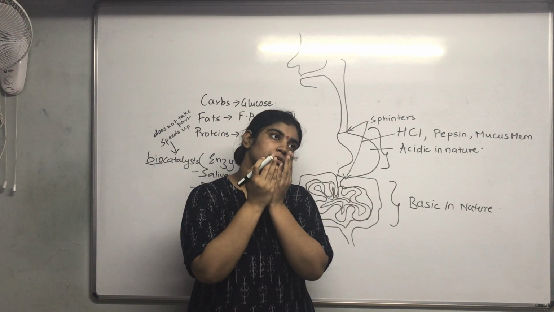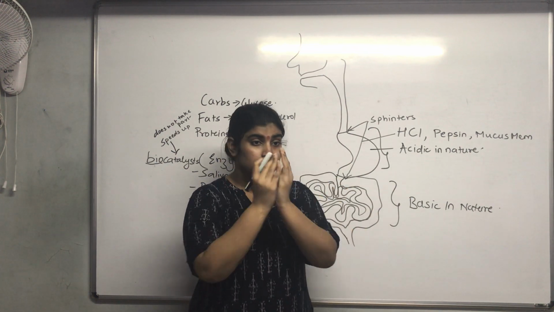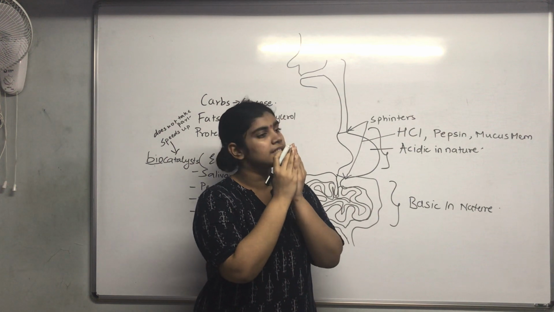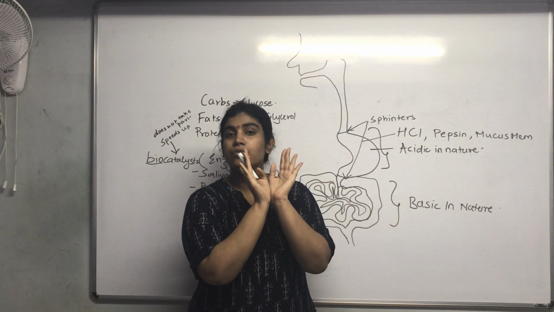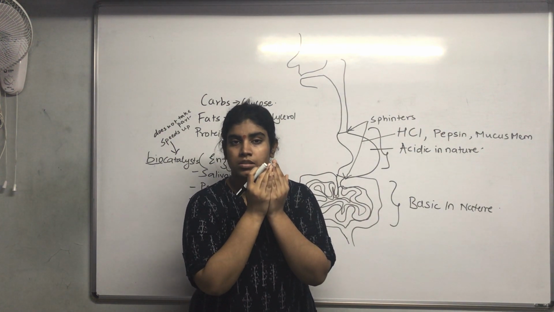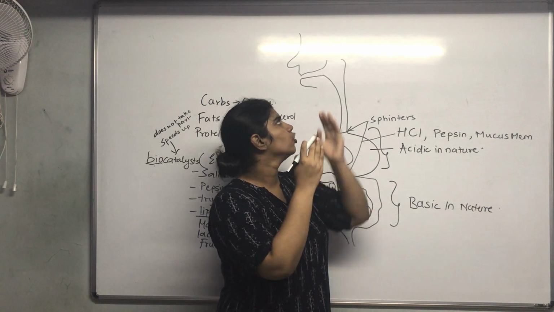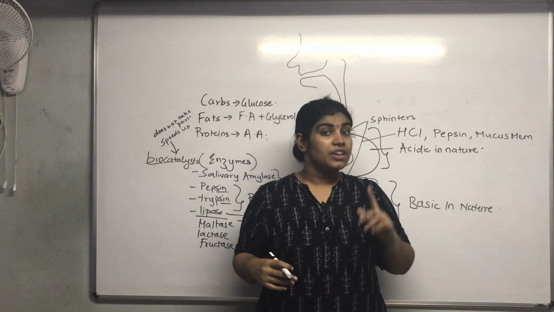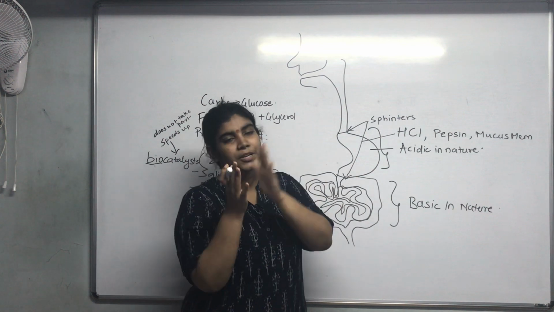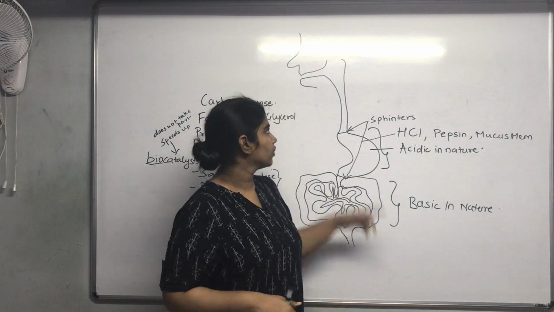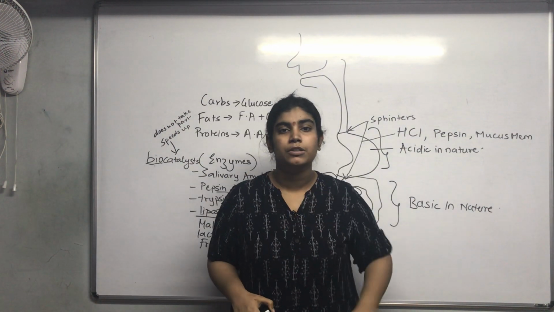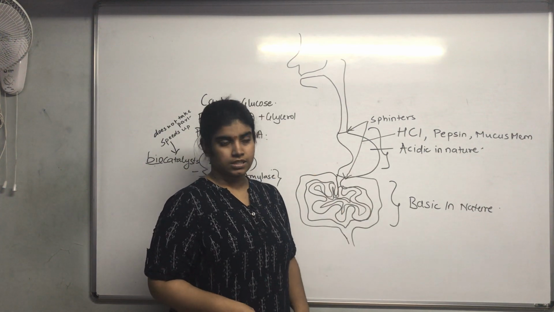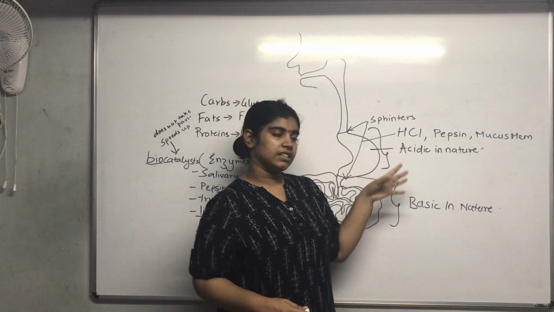They might be two-doored, they might be three-doored. Those are gates. When the food comes, they open, and when the food is not coming, they close. Similarly, you have the glottis and epiglottis, wherein when the food comes, the epiglottis covers the trachea so that your food does not go into the windpipe and goes into the esophagus. So similarly, it is guided by sphincters.